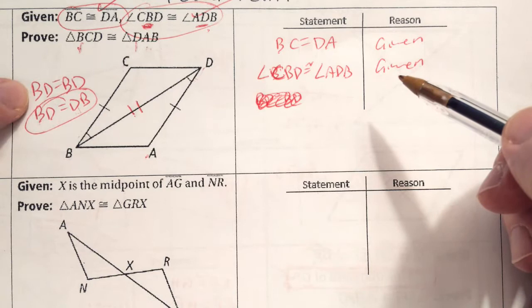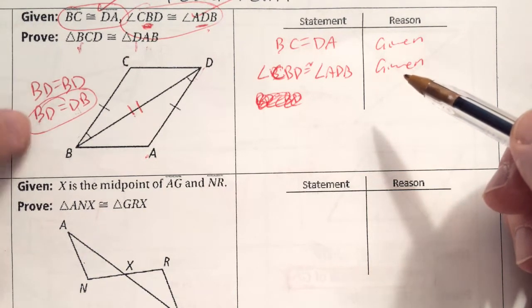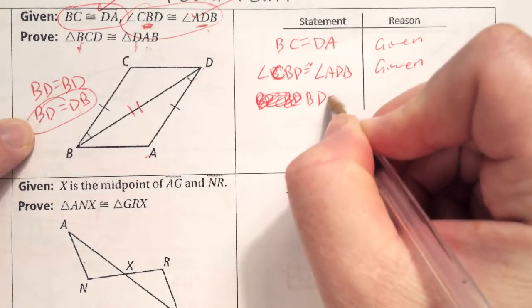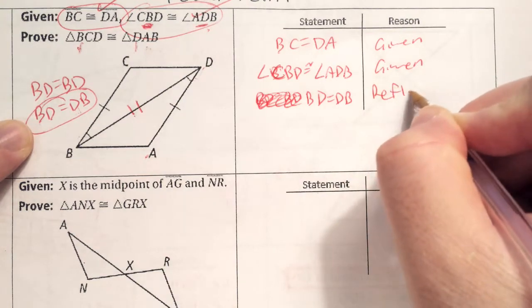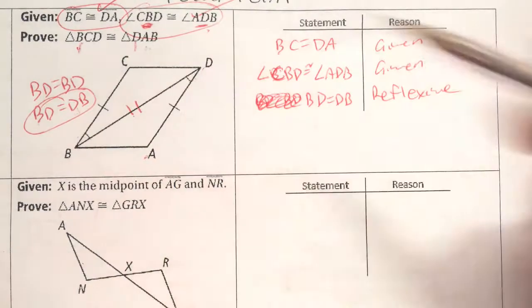Sometimes they won't give you that better choice. Sometimes this will be a possible answer, but this is the best answer. So BD is equal to DB. How do we know that? Reflexive. All right, so now we have 3 bits of information.